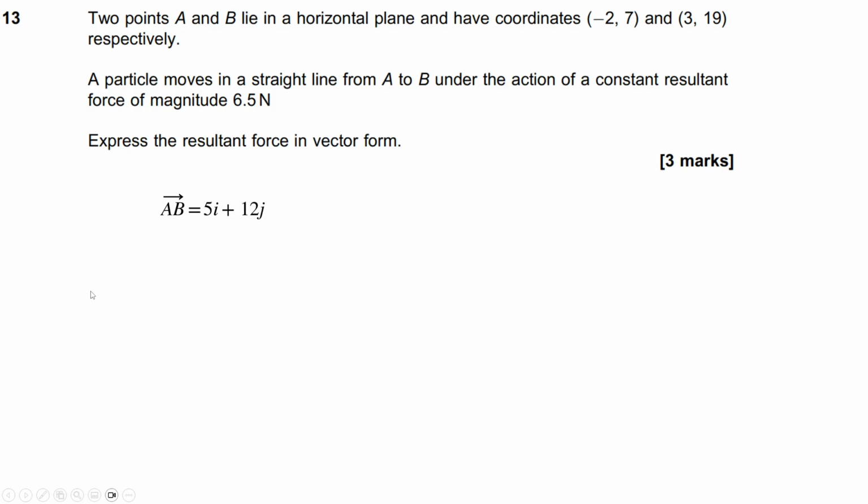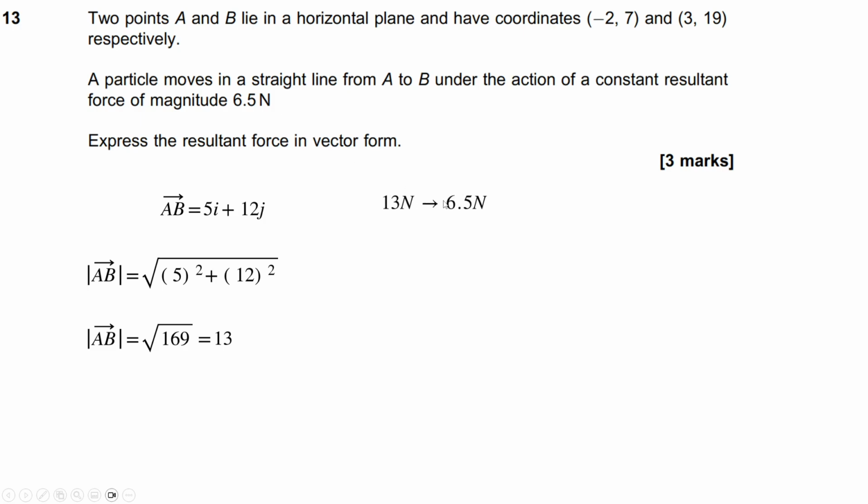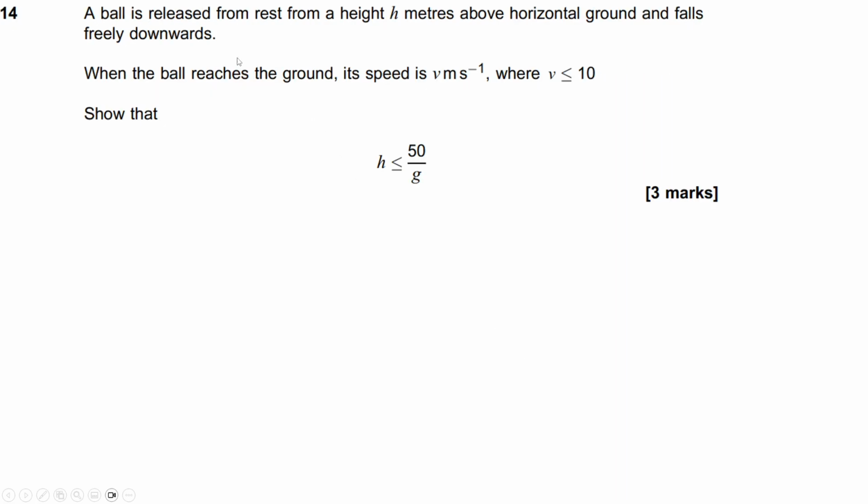We want the magnitude of it, so if you do Pythagoras on this, it's the square root of the sum of the squares. That's root 169, which is 13. So the magnitude is 13 here, but we don't want 13, we want 6.5. So how can we change it from 13 to 6.5? The way is to multiply by 6.5 over 13. If we multiply this by 6.5 over 13, we'll have the resultant force, which is 2.5i plus 6j.